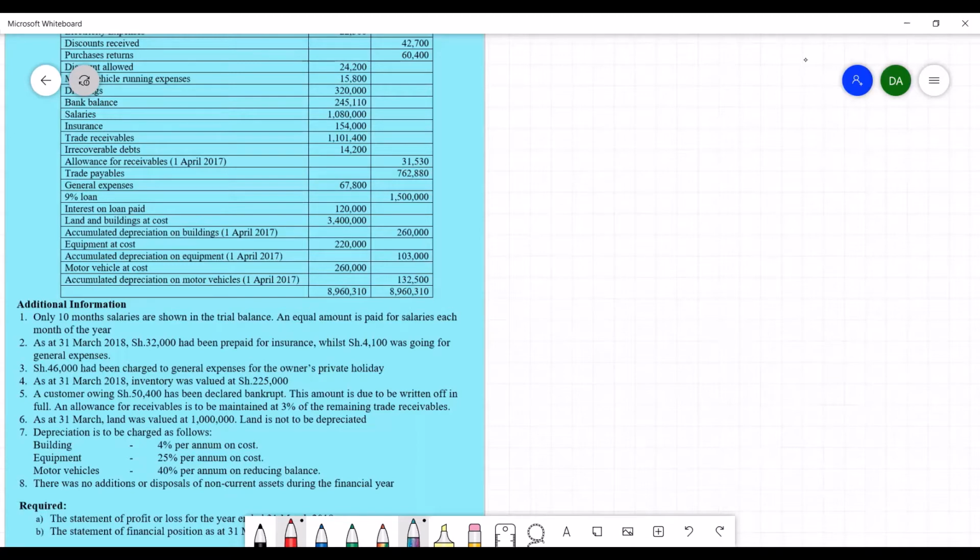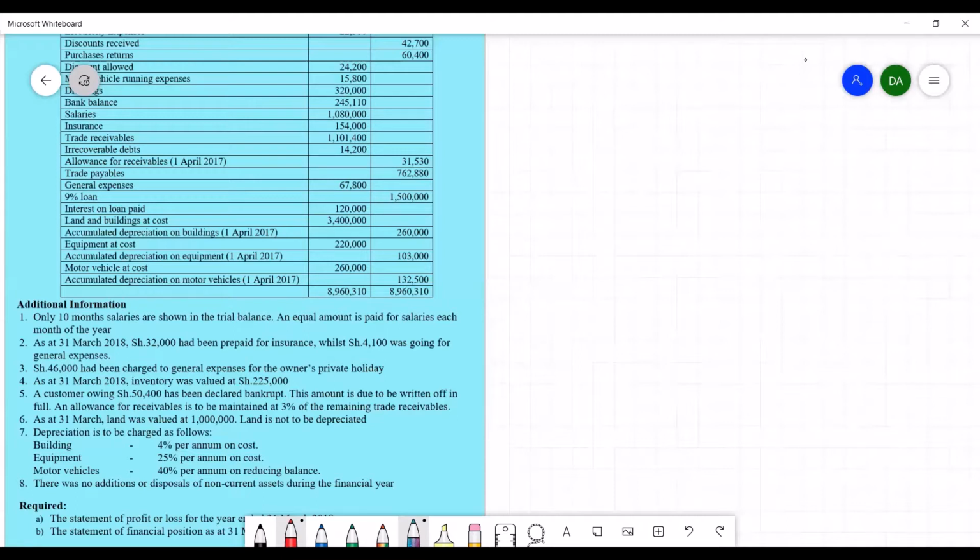Number 4, as of 31st March 2018, inventory was valued at 225,000. Number 5, a customer owing 50,400 had been declared bankrupt. This amount was due to be written off in full. An allowance for receivables is to be maintained at 3% of the remaining trade receivables. Number 6, as of 31st March, land was valued at 1 million. Land is not to be depreciated.